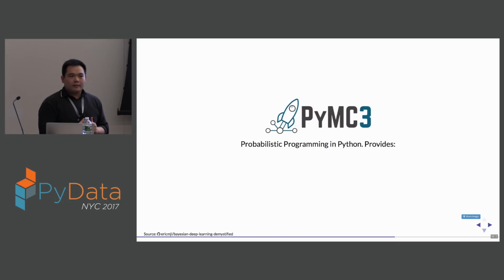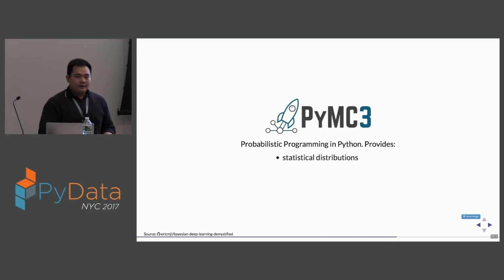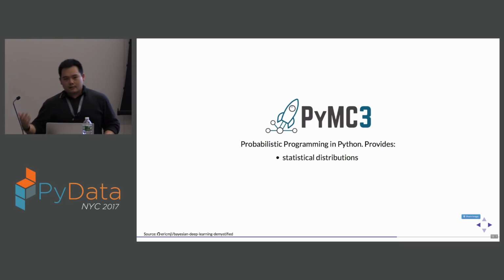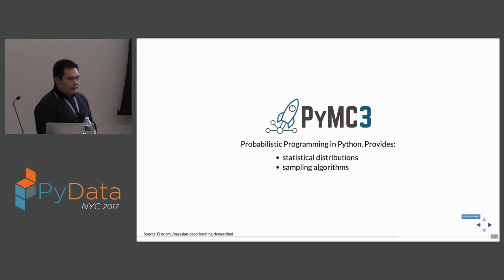OK, so let me talk a little bit about an example coded up using PyMC3. It's a probabilistic programming language, and it provides three things. Every probabilistic programming language has to provide three things. Firstly, it has to provide a family of statistical distributions that you can work with. So it should at least provide the normal, the Student's t, the Cauchy distribution, the discrete distributions, and the likes.